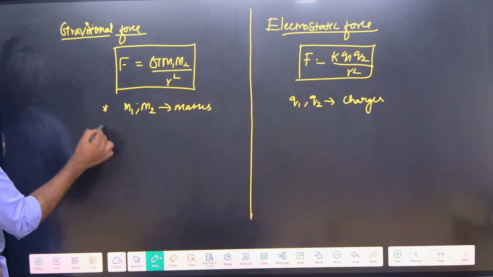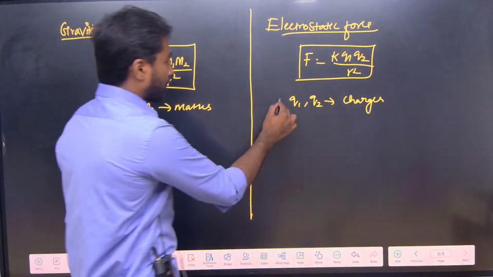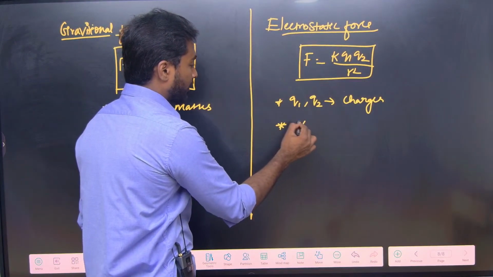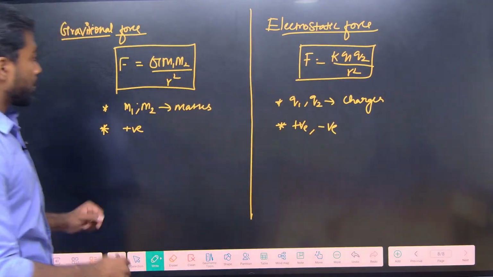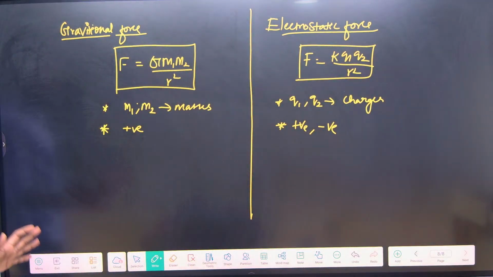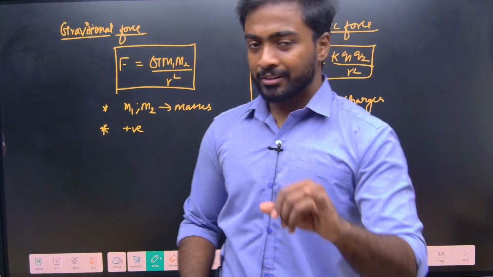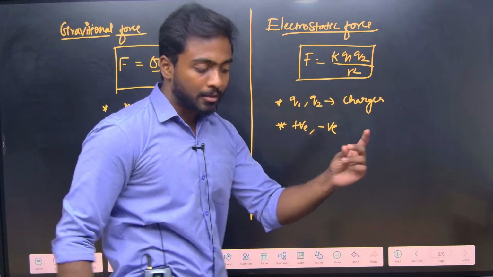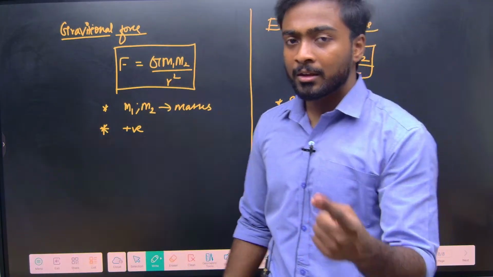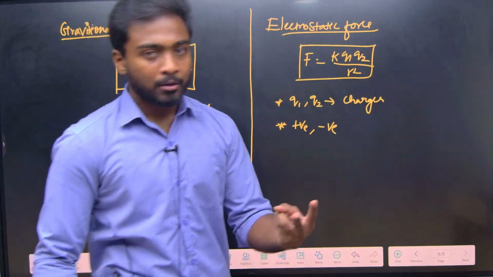Here the thing is, it is always positive. Here the thing is, it can be positive, it can be negative based on the charges. Here it is always positive. Gravitational force is always positive, whereas electrostatic force can be positive or negative based on the charge we are considering. Charge is nothing but positive charge and negative charge. Positive charge means proton, negative charge means electron.